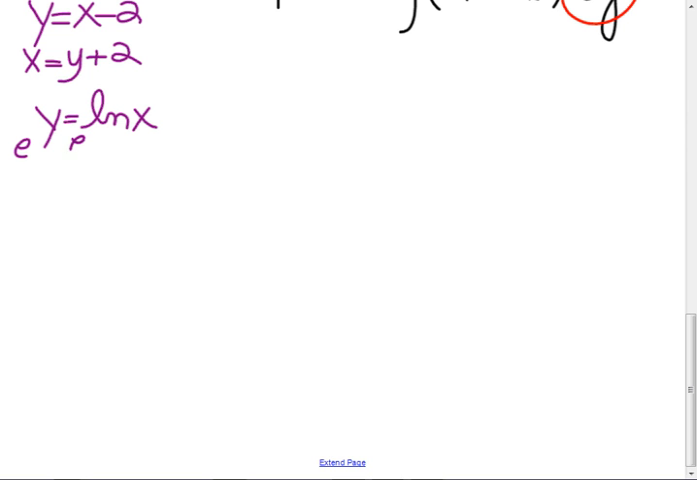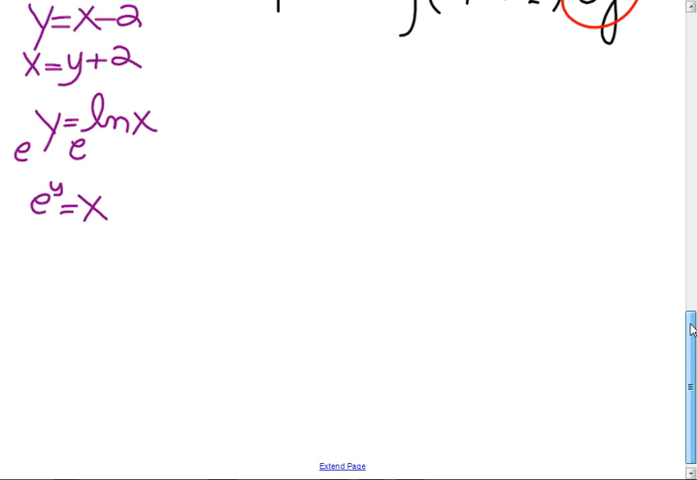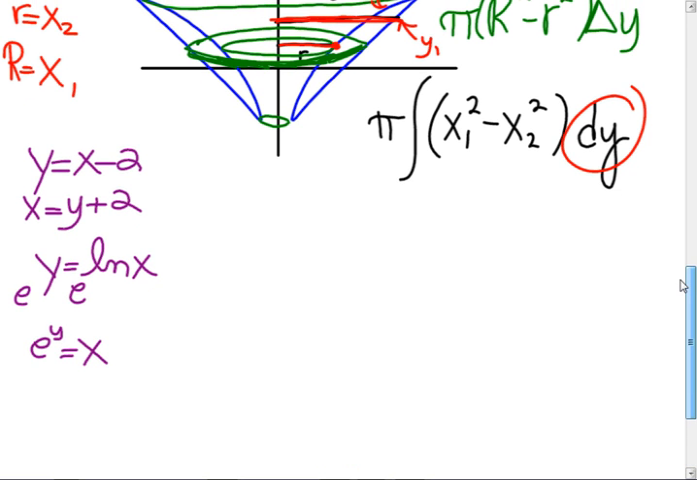Exponentiate each side. That's e to the y. What's e to the log of x? X. Right. There are only a few properties you have to know. There it is. That's how the exponentials were, how logs were defined.